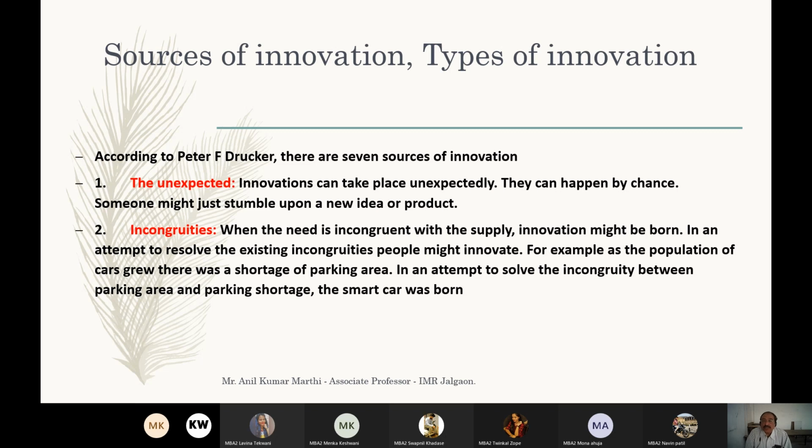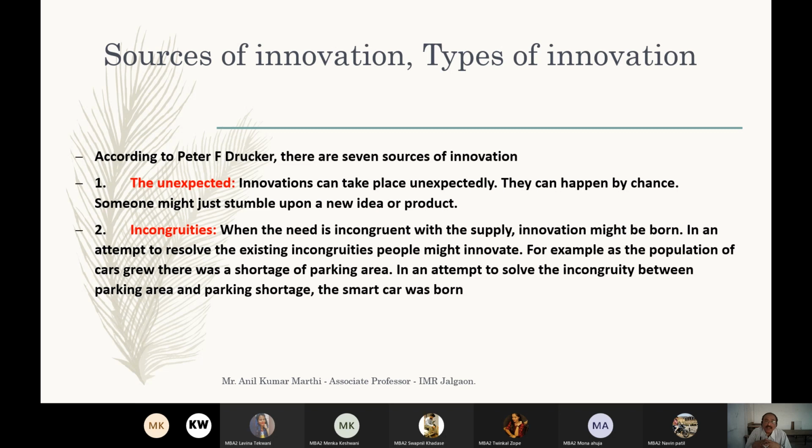Okay, so anyway, let's proceed to the next topic, that is sources of innovation and types of innovation. First, we will be looking into the sources of innovation. What are the sources that help us innovate? All of you must have heard the name Peter Drucker, the management guru. Peter F. Drucker. He has written many books. He is from Harvard. There are 7 sources of innovation.